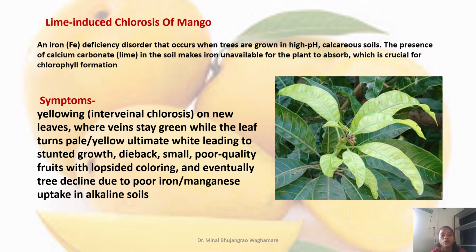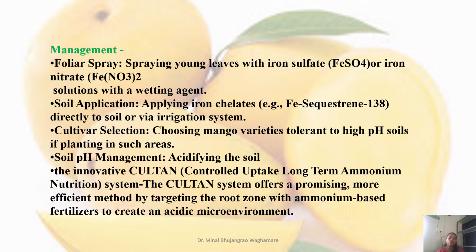Excess calcium carbonate and lime in the soil lead to the unavailability of iron to the plant, and that leads to iron deficiency in the mango. And this leads to Lime-induced chlorosis of the mango. Coming to the symptoms, we can see interveinal chlorosis. What does it mean? Veins remain green and the remaining portion of the leaf becomes yellow. This leads to stunted growth, dieback, that is drying of the twigs and branches from the tip to the bottom, and poor quality of fruit, and eventually tree decline due to poor iron and manganese uptake in the alkaline soil.